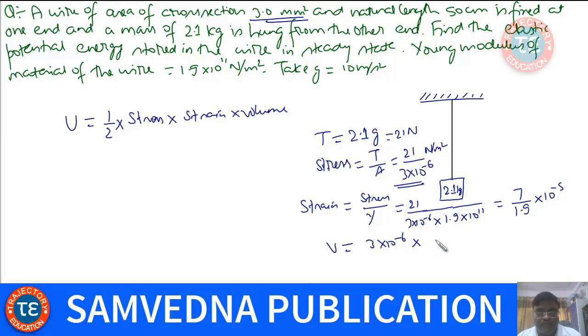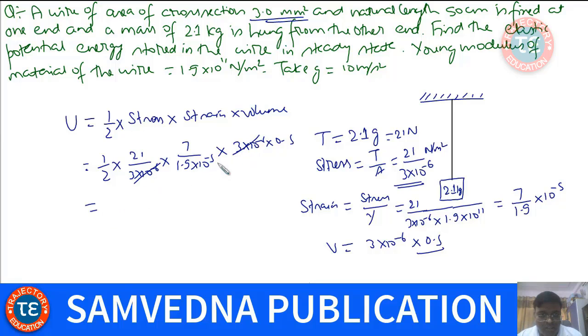Volume is area of cross section into length. Length is 0.5 meter. So this is 1 by 2 into stress, strain is, strain by 1.90 10 to the power minus 5, and volume is, right. So this will cancel out.